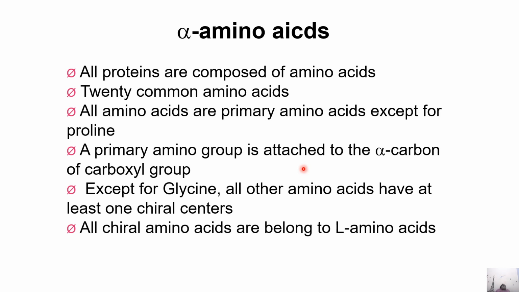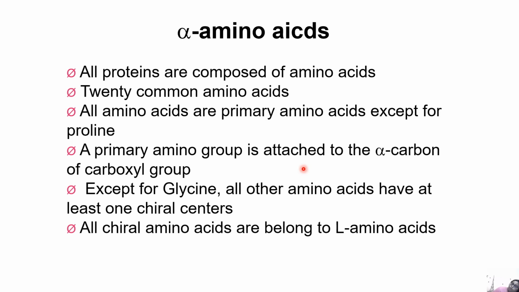So what are alpha amino acids? All proteins are composed of amino acids. Amino acids are the building blocks of proteins. Now there are 20 common amino acids that exist. All amino acids are primary amino acids except for proline. Proline is a secondary imine basically. So the primary amino group is attached to the alpha carbon of the carboxyl group.